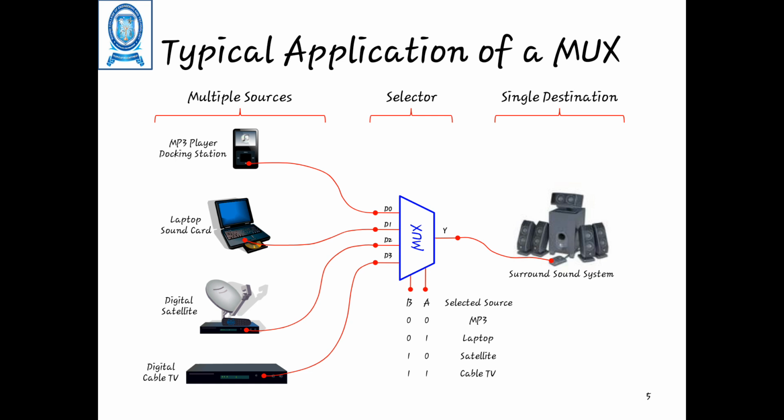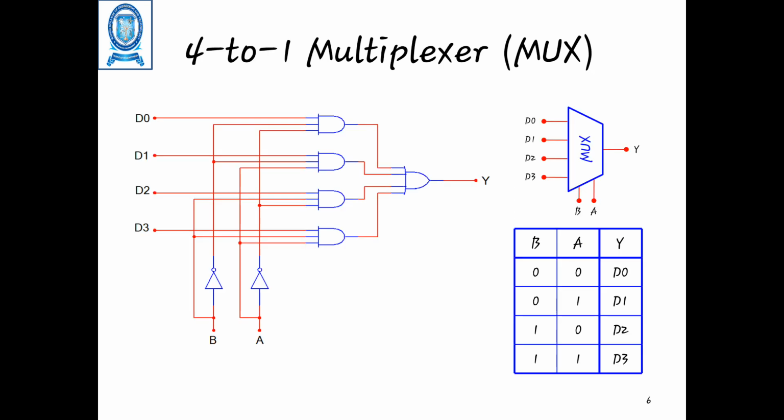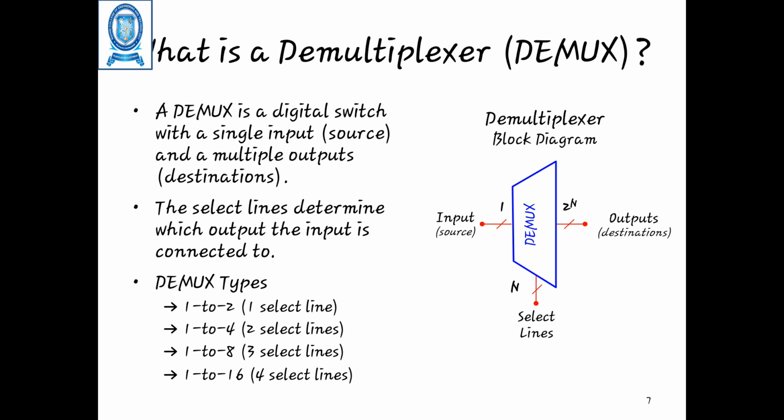Then we go to an application of the multiplexer. A 4 to 1 multiplexer means 4 inputs and 1 output, and for 4 inputs it requires 2 selective lines. The 4 inputs are D0, D1, D2, D3. The 2 selective lines are S0, S1 or A, B, and the output is 1. For the 2 selective lines we draw a table: 0 0, 0 1, 1 0, 1 1. 0 0 means input D0 will be selected, 0 1 means input D1 will be selected, because 0 1 has the value 1. 1 0 means D2 will be selected and 1 1 means D3 will be selected.